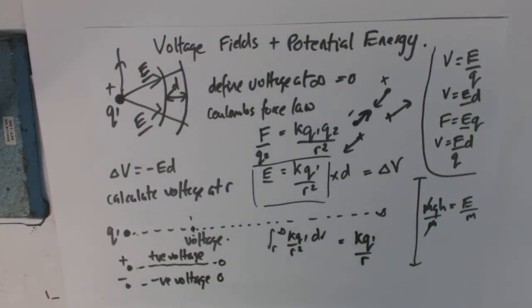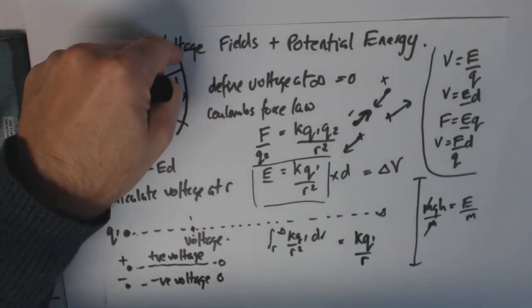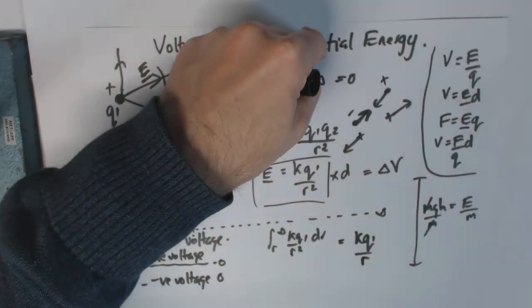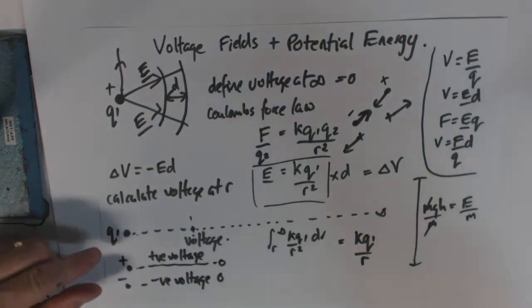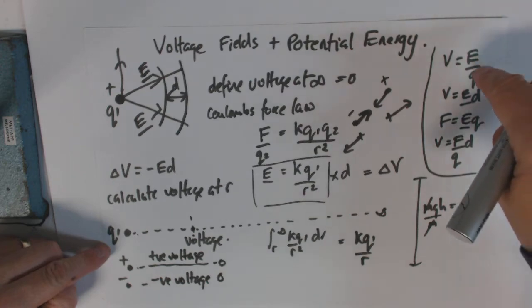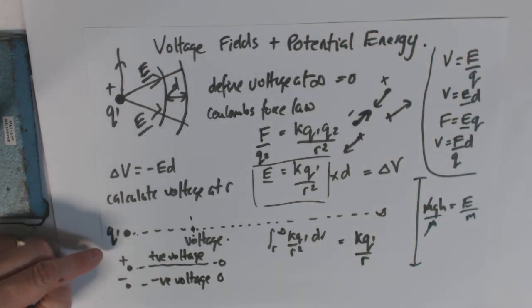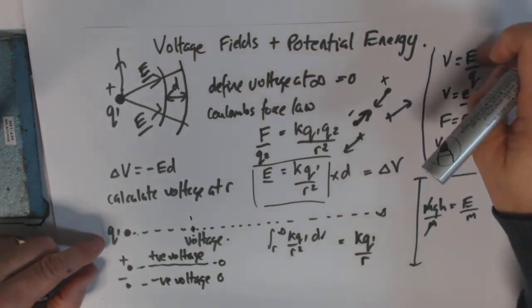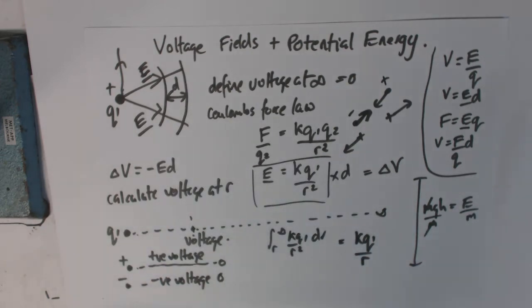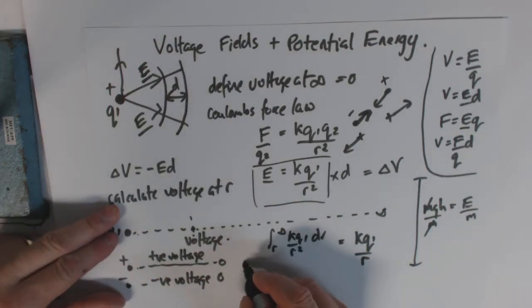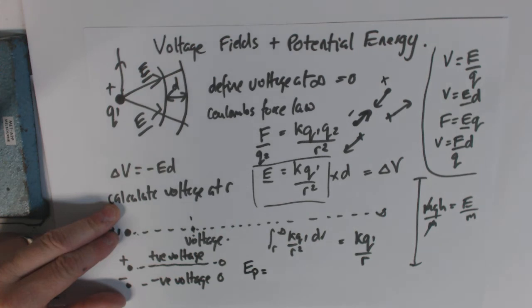So that's the voltage. So we've got voltage, electric fields, potential energy. What's potential energy? Well, the voltage is the energy per charge at that point. So the energy is equal to the voltage times the charge you've put there. This is the Q2 now. So potential energy is just going to be equal to the voltage times the charge.